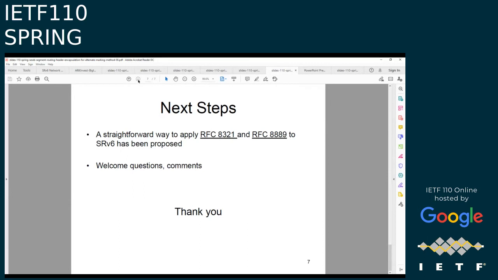Okay. This is a straightforward way to apply RFC 8321 and 8889 to SRv6. We welcome questions and comments on this draft, and yeah.